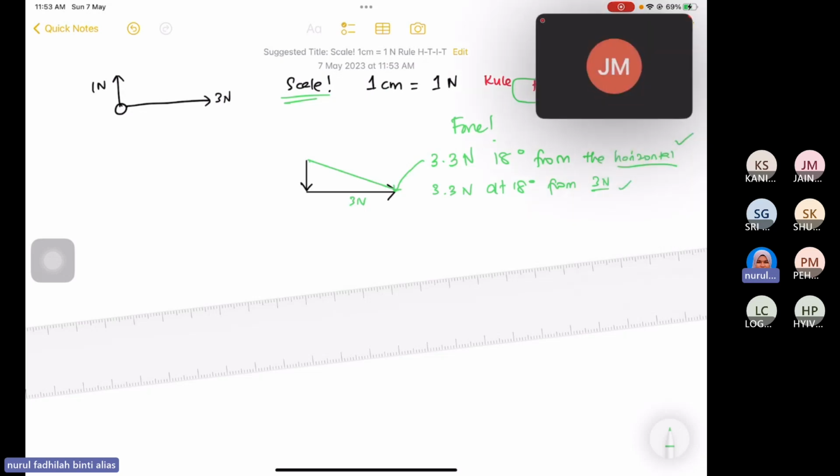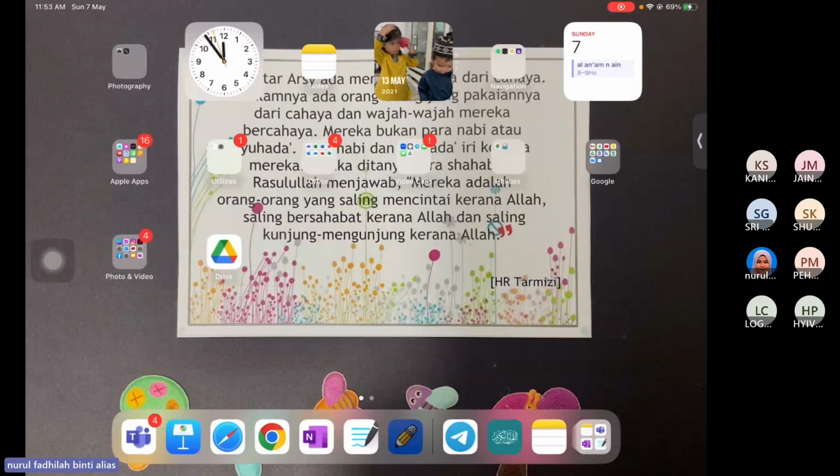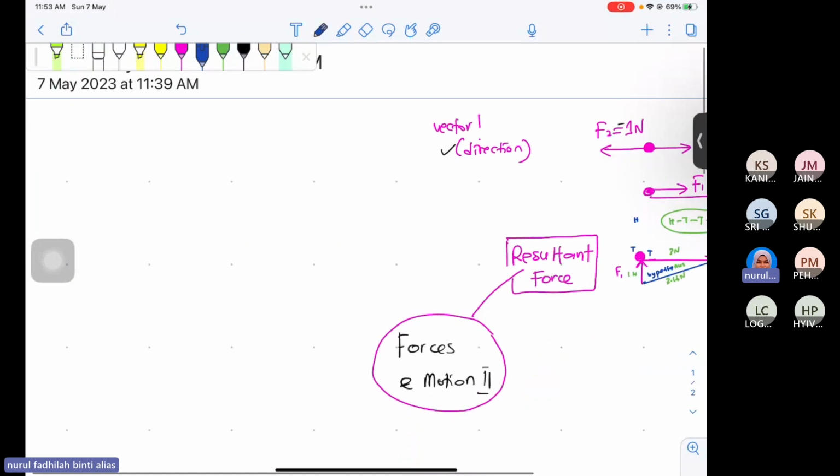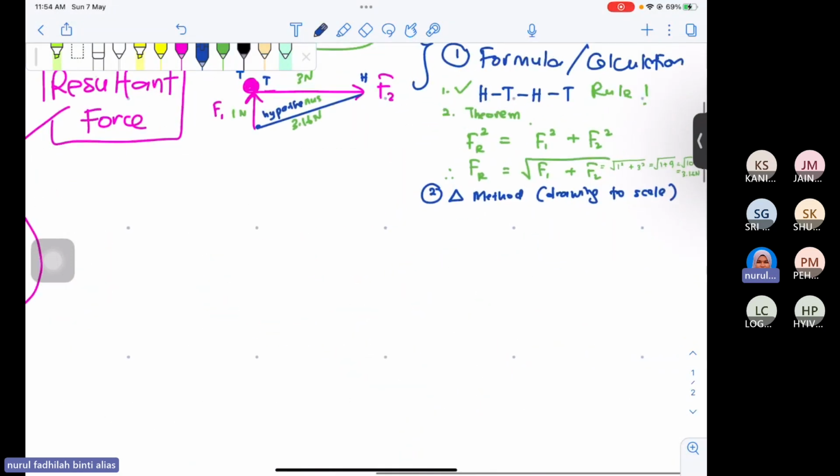Okay, so back to the question. So now you know how to draw the triangle method. You must draw to scale. Right, easy. And finally we have the third method. But if you use the formula from earlier, you have to know the angle. You can use sin and cos theta. If here you look at your angle, you can use this angle too. If you want to use theta as the angle, then you use trigonometry.